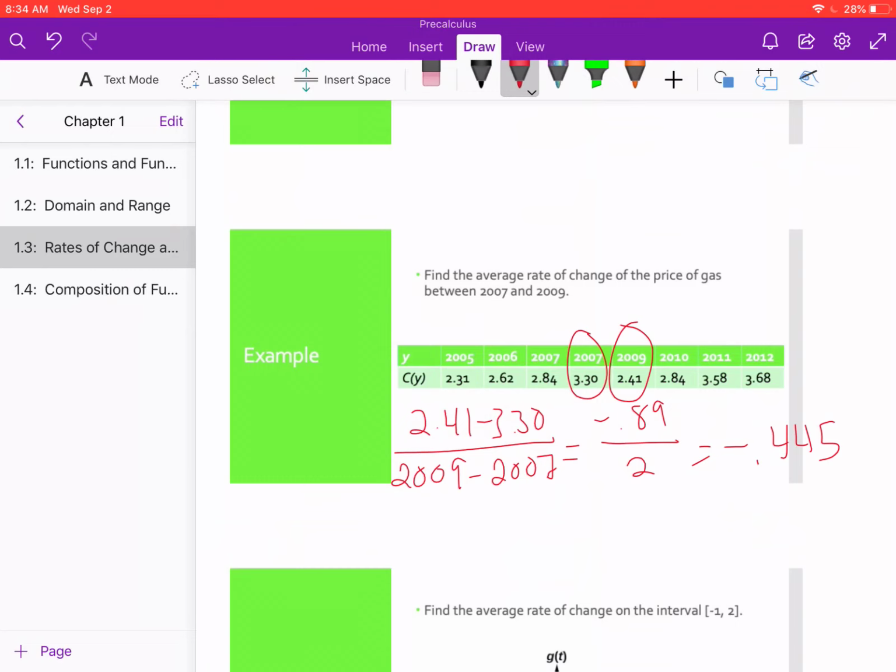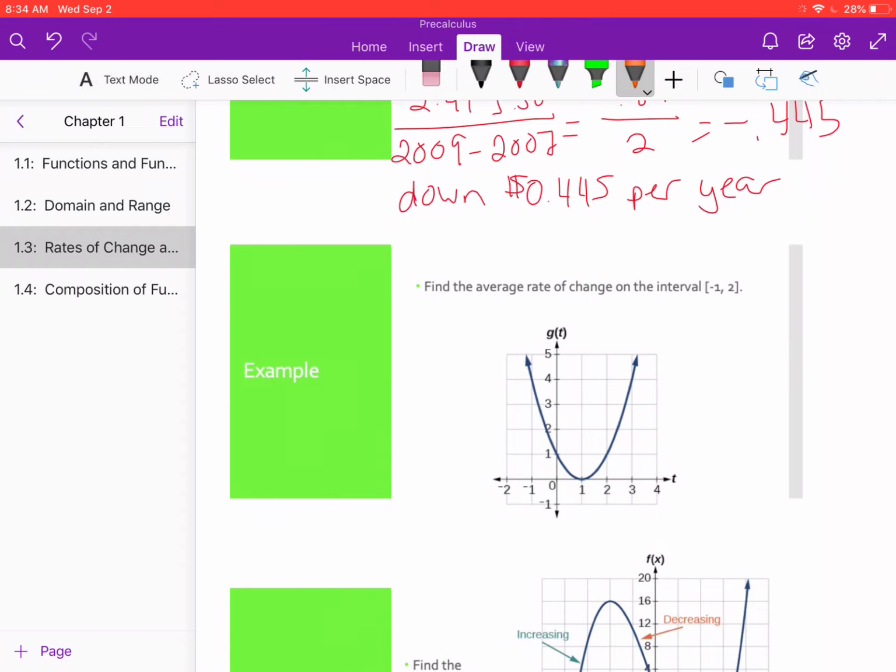A number answer is great, but since it's a word problem we want to interpret it. We're finding the average rate of change of the price of gas. The negative is telling me that it's decreasing, so it's down about 44.5 cents per year. That means gas is changing on average between those 2 years. It's going down 44.5 cents per year.